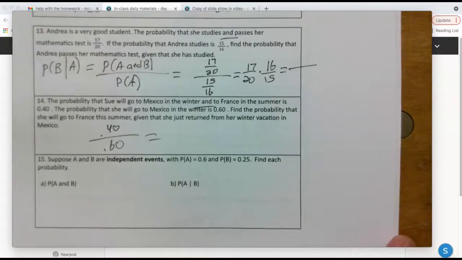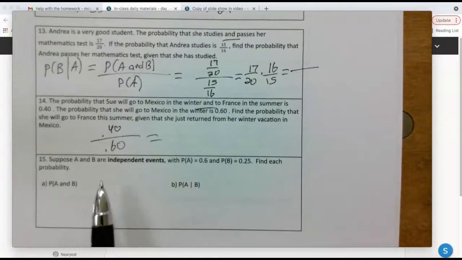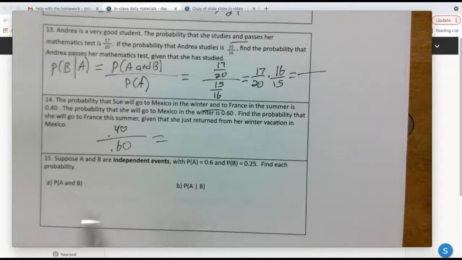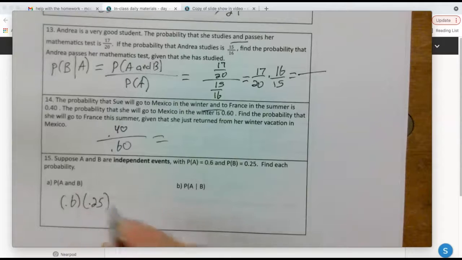All right. Two independent events. All right. Probability that A and B happen. All right, so multiply them together. 0.6 times 0.25. All right, go ahead and do that.